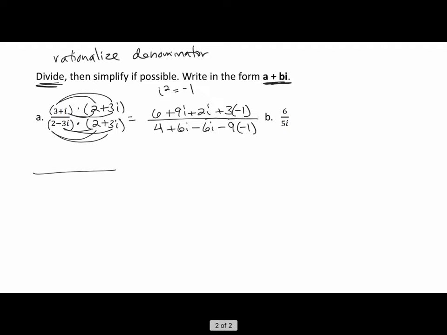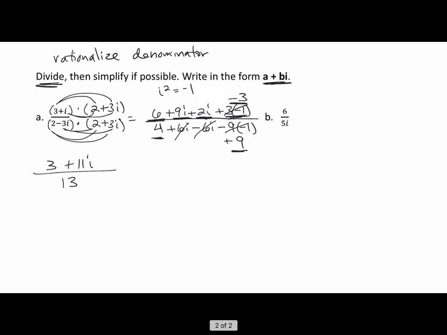So there's a lot of simplifying here. Let's start by multiplying the negatives. So that's just going to change the sign of that term there. Okay, and then we can combine like terms. So in the numerator, 6 minus 3 is 3. 9i plus 2i is 11 i's altogether. In the denominator, 4 plus 9 is 13. And 6i minus 6i cancels out.